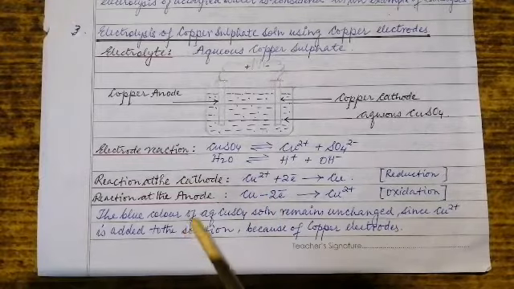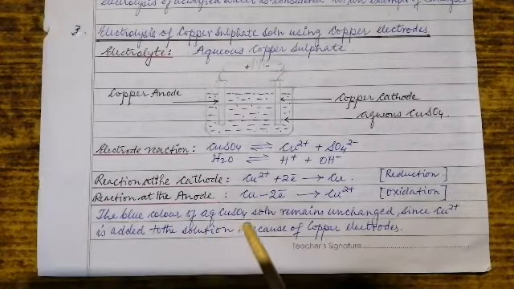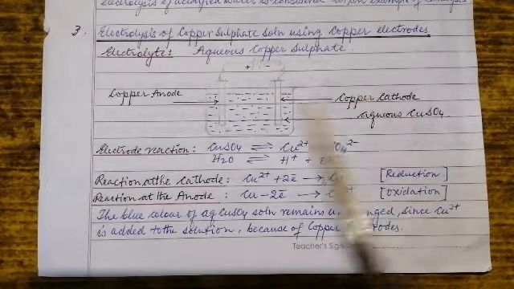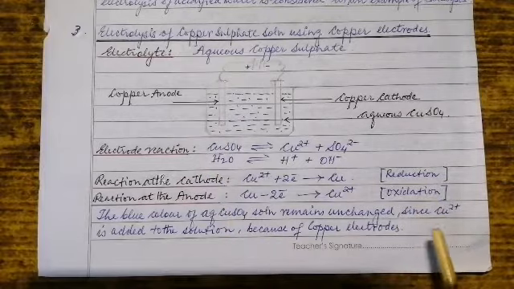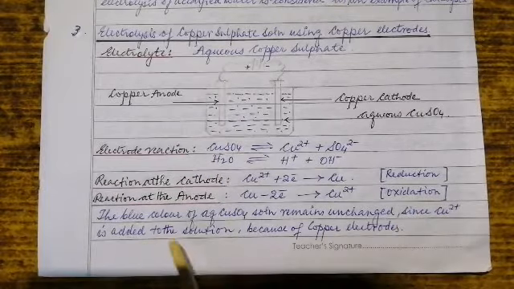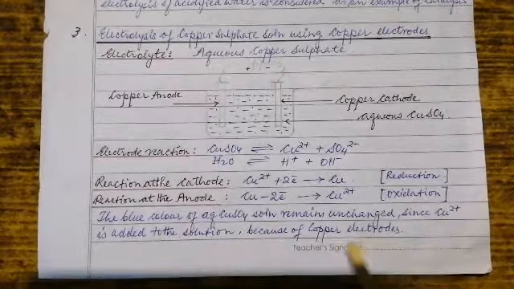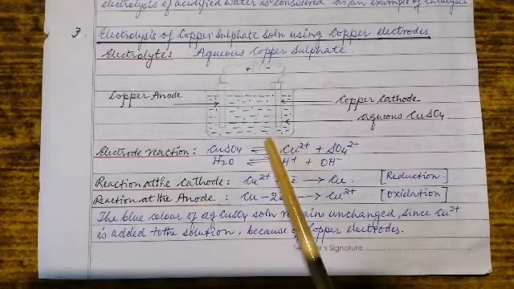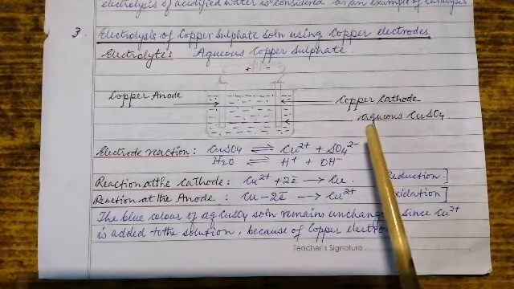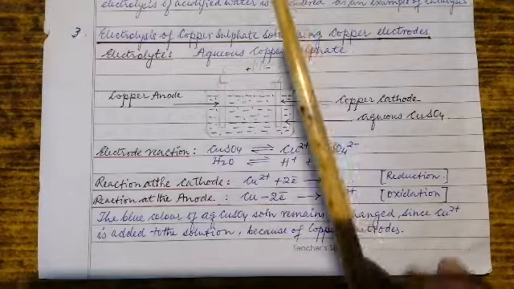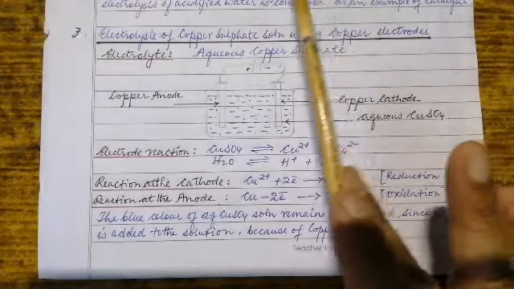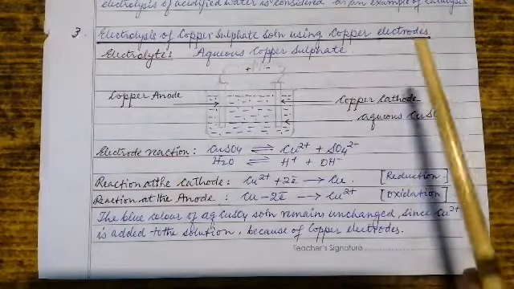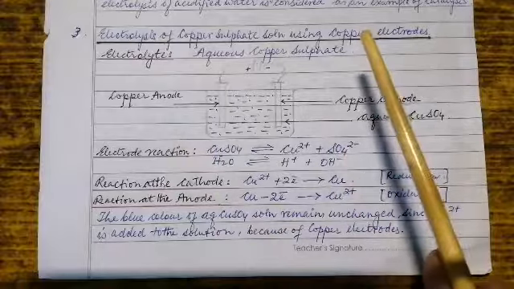Now, what do you observe? The blue color of aqueous copper sulfate solution remains unchanged when you are using copper cathode and copper anode, since cupric ions are added to the solution because of copper electrodes. As such, the blue color of the solution does not fade away. Is that clear? So please revise the electrolytic dissociation reaction. What are the products formed at the cathode, what are the products formed at the anode, and what you observe. Thank you.